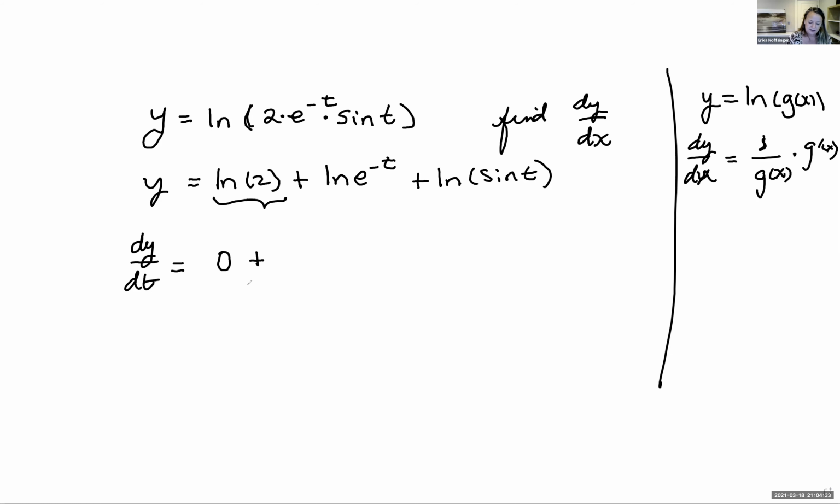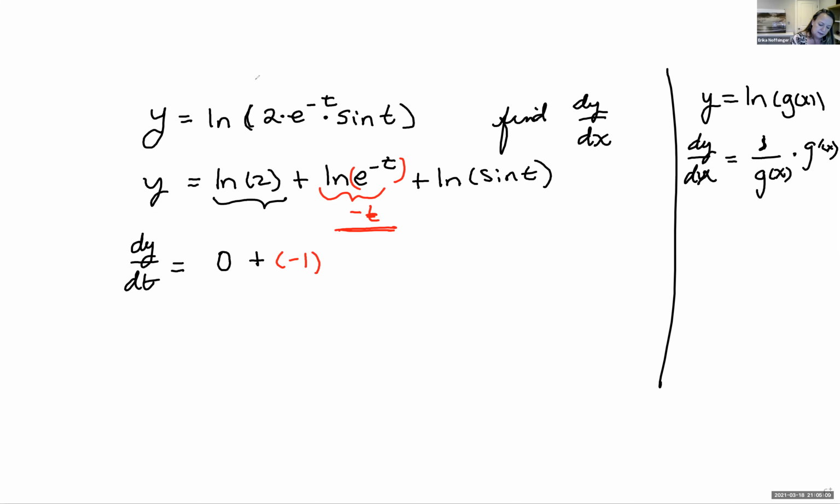Plus, before we take the derivative of the natural log of e to the negative t, maybe we can rewrite that. What is the natural log of e to the negative t? Well, this is saying e to what power would give us back e to the negative t. Well, I'd raise e to the negative t power to get back e to the negative t. So that result is just negative t. So if I take the derivative of negative t, that's just negative 1.